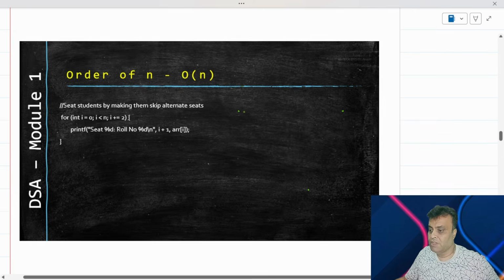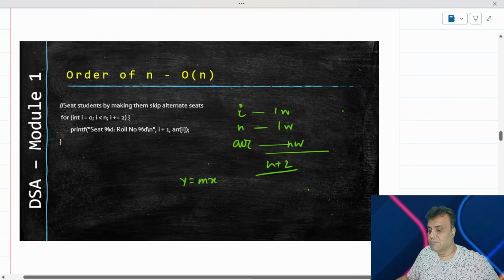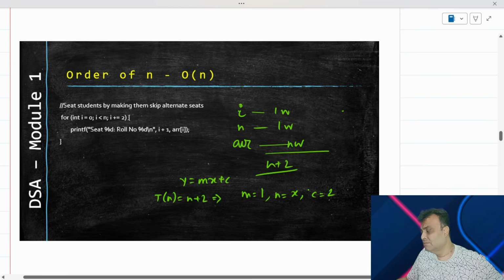I have defined how many variables are required. We have defined I, we should have defined n, and we have an ARR. So I takes one word, n takes one word, ARR takes n words. So this is n plus 2, and n plus 2 is also y equal to mx plus c, where Tn is equal to n plus 2, which implies that m is equal to 1, n is equal to x, and c is equal to 2.